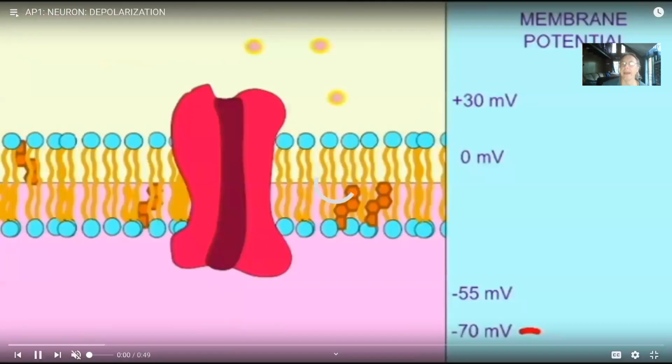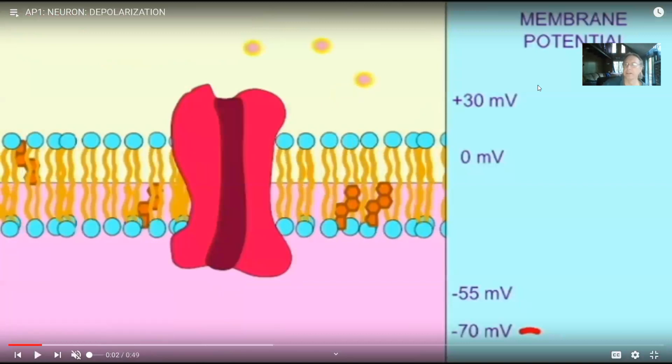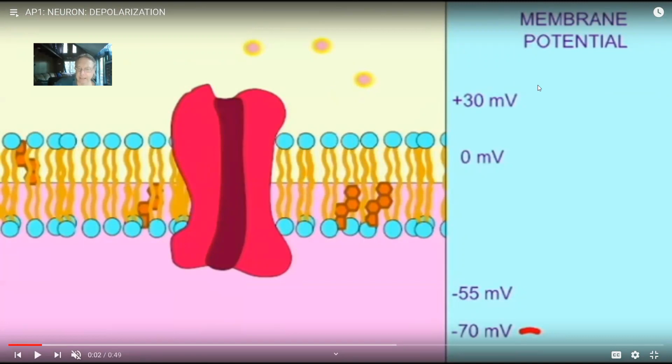All right, so if we were to measure the voltage across the cell membrane, and once again, voltage is an electrical difference, and because 3 positive charges are pumped out for every 2 positive charges pumped in, the resting membrane potential is negative. There are more negative charges inside the cell than outside. The difference can vary from cell to cell, but in neurons minus 70 millivolts is a common number. So that's the resting membrane potential, and if nothing happened, it would stay at minus 70.